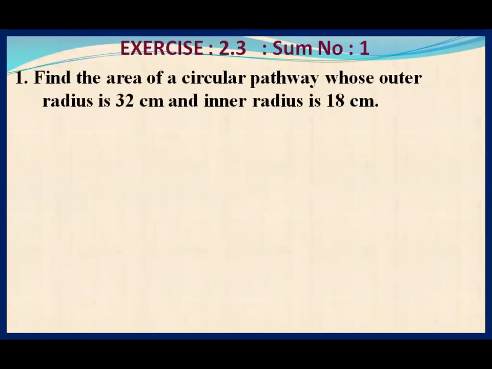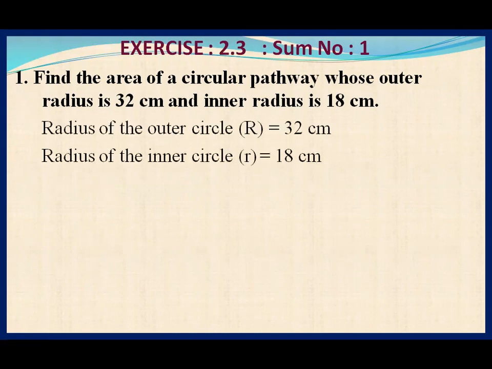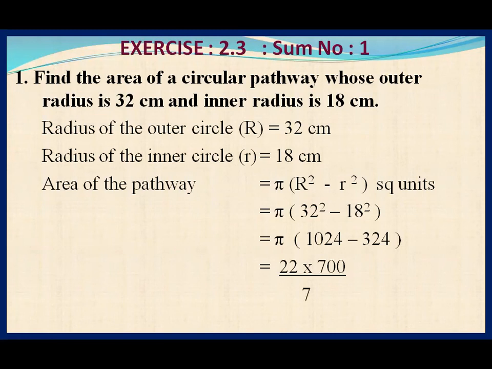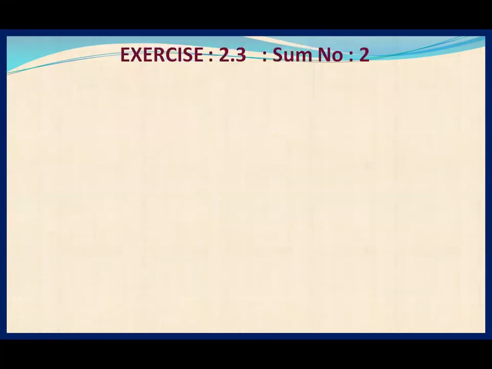Exercise 2.3, sum number 1. Find the area of the circular path whose outer radius is 32 centimeters and inner radius is 18 centimeters. So outer radius is given and inner radius is given. Let's find the area of the circular path whose formula is pi into (R squared minus r squared). So pi into (32 squared minus 18 squared), pi into (1024 minus 324). Pi value is 22 by 7 into 700. When you subtract 324 from 1024, you get 700. 7 will cancel 700 100 times. So you get 2200 square centimeters.